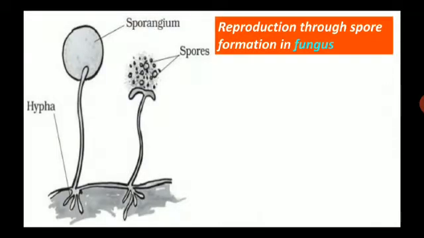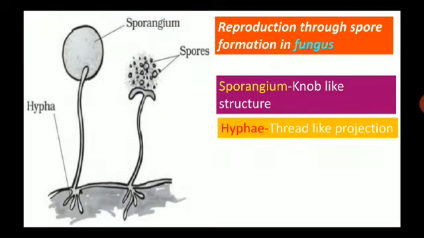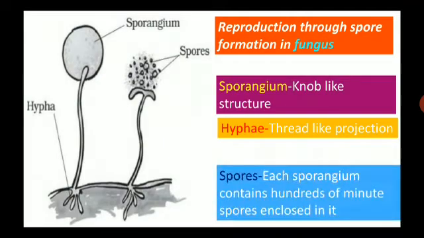Spore formation in fungus. Before that, children, let us discuss some new terms like sporangium, hyphae and spores. Sporangium is a knob-like structure. Hyphae are the thread-like projections. Spores: each sporangium contains hundreds of minute spores enclosed in it. So children, here in the picture we can see the bread mold has thread-like projections called hyphae, knob-like structures called sporangium, and many hundreds of minute spores.